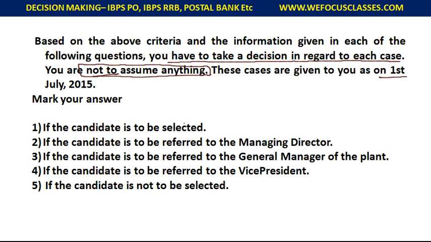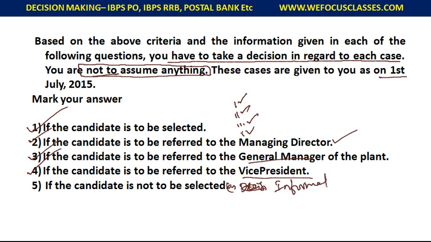If the candidate is directly selected, means if he fulfilled the first, second, third and fourth conditions, then he is directly selected. If the candidate is to be referred to the managing director, then you mark it as the second option. If he has to be referred to the general manager of the plant, you mark the third option. If he has to be referred to the vice president, the fourth option. If the candidate is not selected, or our decision is incomplete, our information is incomplete, then you mark it as the fifth option.